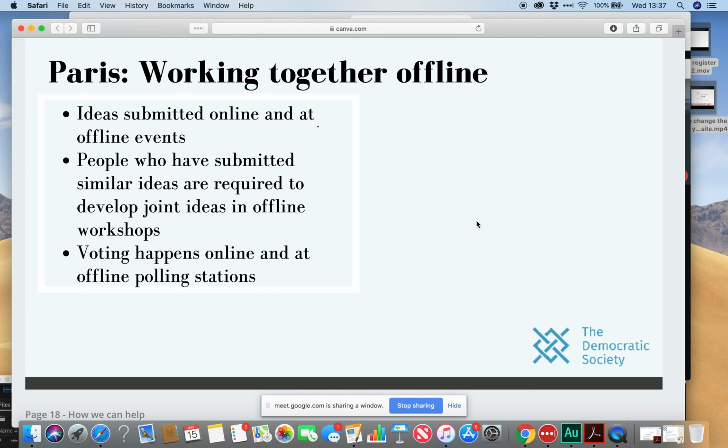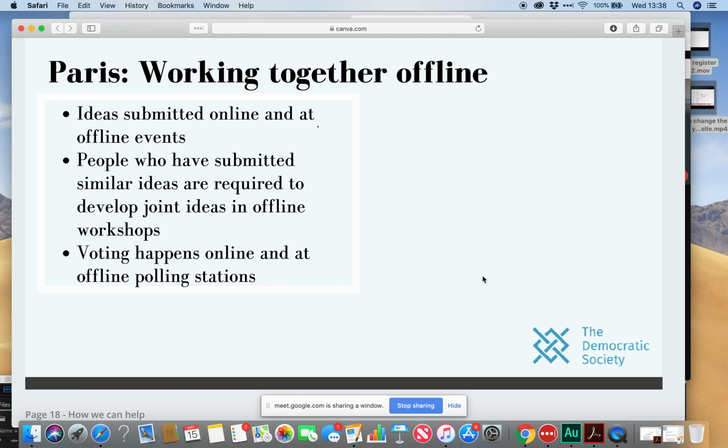Working together offline. Paris decided to submit ideas both online and at offline events to get more people to come along. They decided that this time they would put people together that have submitted similar ideas, and they would have to work together at offline, in-person workshops to develop their ideas. That can save a lot of time if you're working collaboratively together, and it can also help boost creativity among citizens. Again, they decided to use voting both online and at paper ballot votes as well.